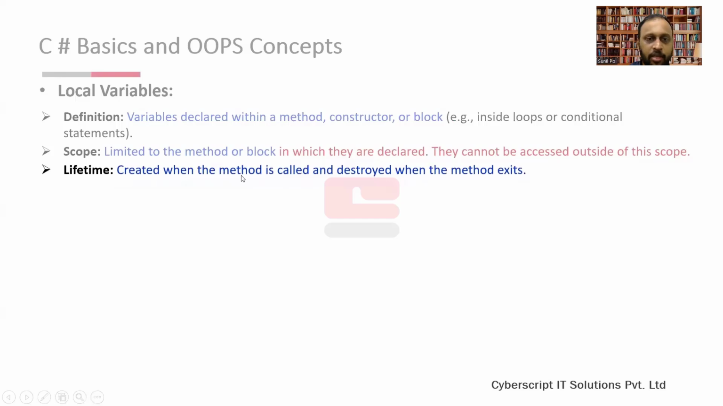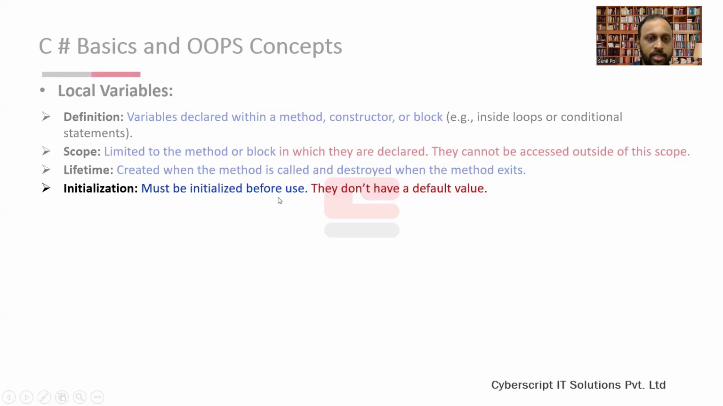Lifetime: created when the method is called and destroyed when the method exits. Initialization: must be initialized before use. They don't have a default value. So whenever you want to declare local variables, you need to assign a value to them before using them further in the program.